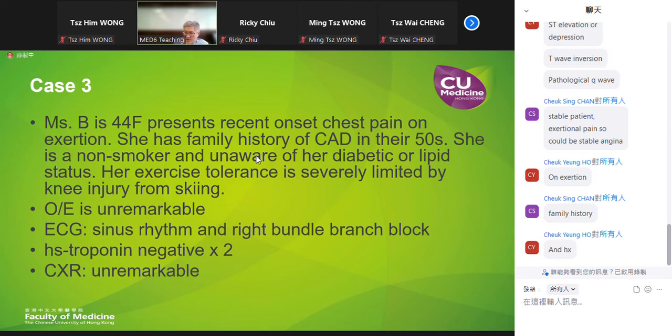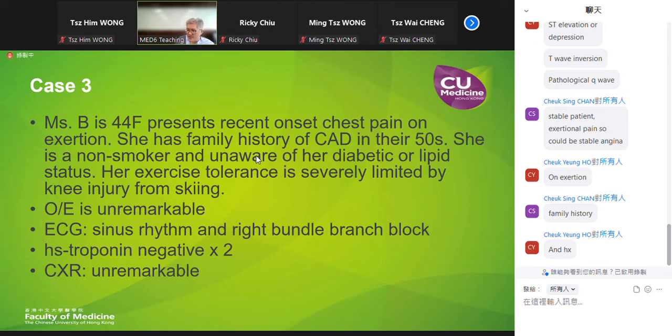It's new onset, so it could be unstable. The right bundle branch block could be helpful or unhelpful. Could be new, could be old. We don't know. But at least the troponin is negative, so we don't think the patient has an MI now. In terms of ischemia, she would probably be in the low intermediate range. At least she's not high risk, right? Because the enzymes are normal. So then what is the next step for her?